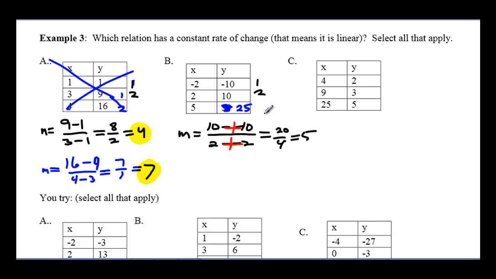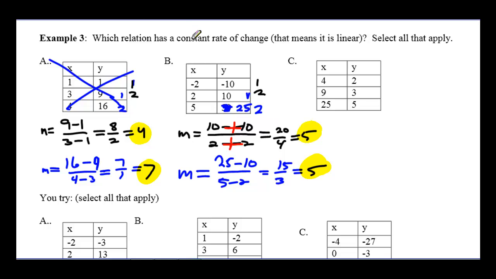For my second two points, just like before, I'm going to take this one as point 2 and this one as point 1. Remember there is a change in this bottom point, so hopefully you made that already. We have 25 minus 10 over 5 minus 2. That's going to be 15 over 3, and 15 over 3 is 5. We have a slope here and a slope here that are the same. So we have our first winner. This one has a constant rate of change. Let's move on to C.